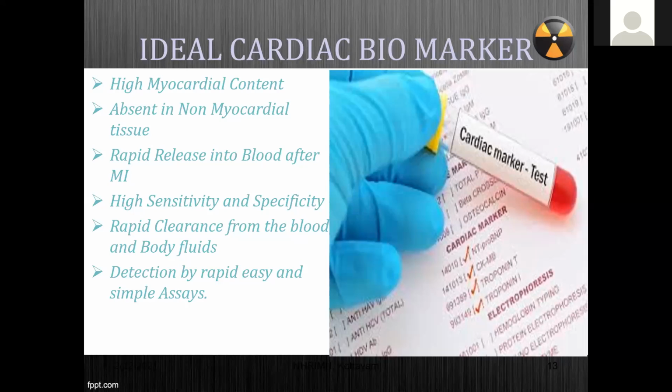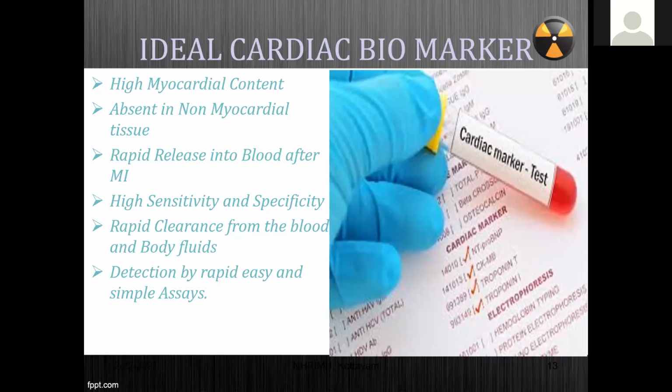Next, high sensitivity and specificity. Rapid clearance from the blood and the body fluids, meaning it should be absorbed or metabolized quickly. And detection by rapid, easy, and simple assays. This is true regarding any biomarker, not only cardiac, but in the case of a cardiac biomarker, you should be able to assess immediately.